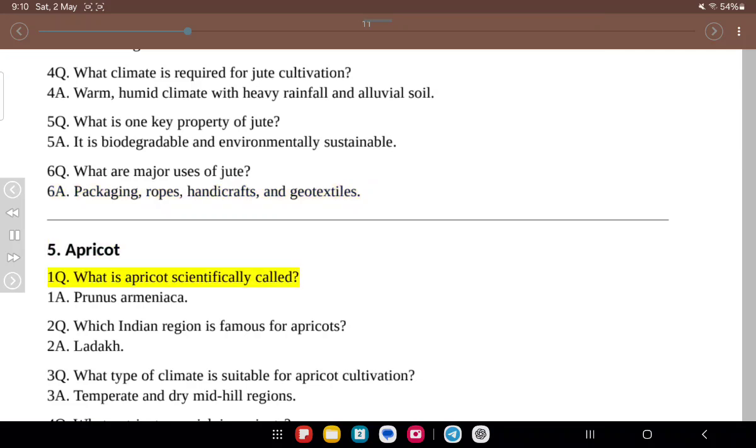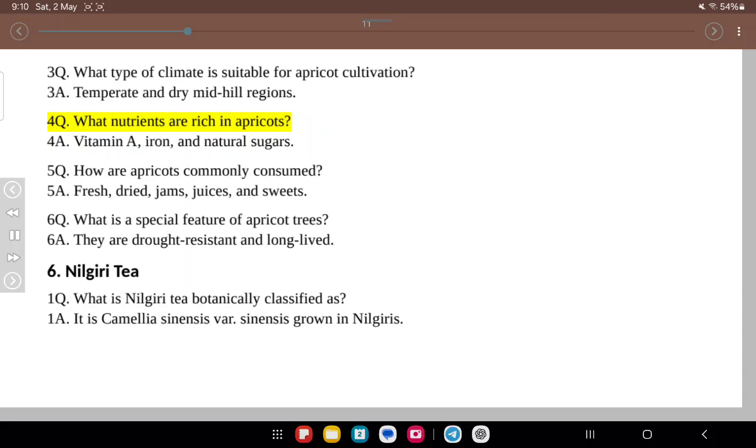5. Apricot. 1Q. What is apricot scientifically called? 1A. Prunus ammoniaca. 2Q. Which Indian region is famous for apricots? 2A. Ladakh. 3Q. What type of climate is suitable for apricot cultivation? 3A. Temperate and dry mid-hill regions. 4Q. What nutrients are rich in apricots? 4A. Vitamin A, iron, and natural sugars. 5Q. How are apricots commonly consumed?